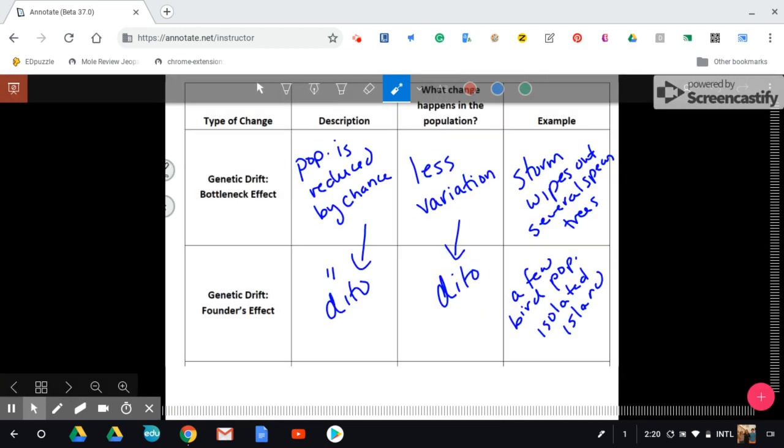So these are things and words that you need to be familiar with in terms of evolution. Genetic drift is always by chance. That's the key word. There's less variation. If it's a bottleneck, maybe a storm came in and wiped everything out. Genetic drift by founder's effect means the same thing. It's all by chance. It's all going to cause less variation. But this would be like birds in a few isolated populations moving to a new island.